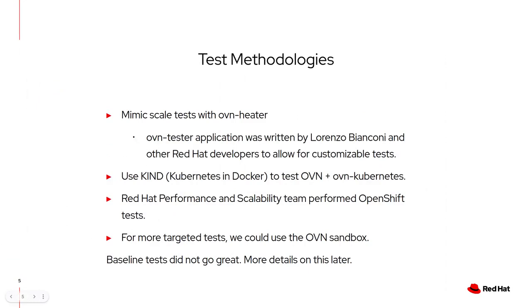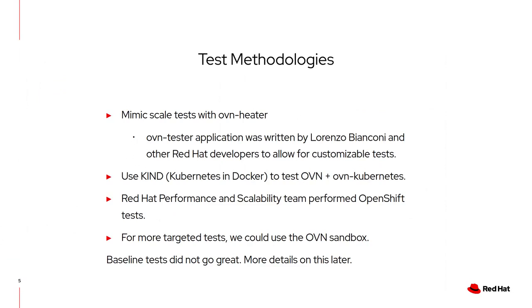So how do we test things in OVN? First, we could mimic the test topology using OVN Heater and OVN Tester. OVN Heater is an application written by Dumitru Ceara that allows for quick setup of an OVN test cluster across multiple hypervisors. Lorenzo Bianconi and other Red Hat developers wrote OVN Tester and added it to OVN Heater to allow for logical topologies to be applied to the cluster created by OVN Heater. This allowed us to run tests that isolated OVN and OVS DB so that we could focus on improving those. When we wanted to involve OVN Kubernetes, we made use of Kind, Kubernetes in Docker, to simulate a Kubernetes cluster using Docker containers. Finally, the performance and scale team at Red Hat ran tests on OpenShift clusters.